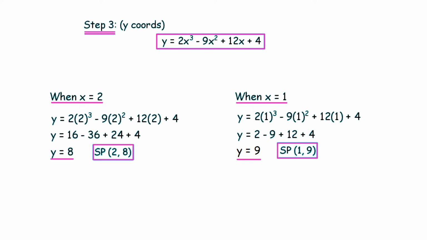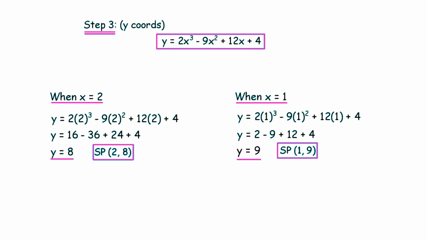You also need to do it for the other x value that you got, which was 1. So you substitute 1 into the original equation. Again, 2 bracket 1 cubed minus 9 bracket 1 squared plus 12 bracket 1 plus 4. When you work all that out, it gives you a y value of 9, giving you the stationary point (1, 9). If you've got a calculator and it's a calculator paper, you can use it, but be wary, this question can appear in non-calculator papers as well. Hopefully the numbers wouldn't be too bad in that case.